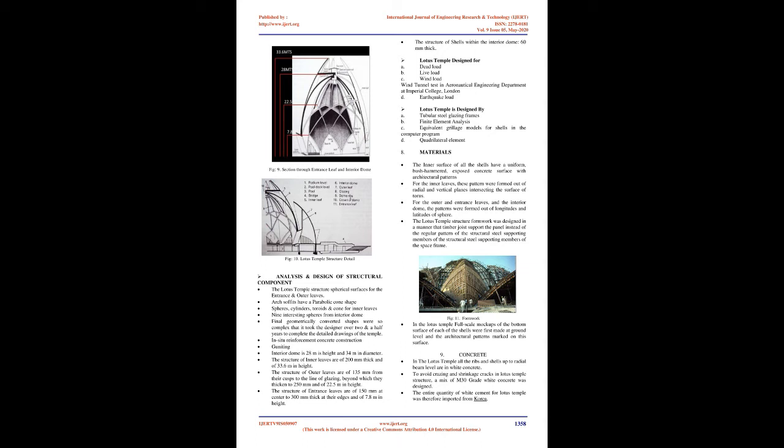Gunite. The interior dome is 28 m in height and 34 m in diameter. The structure of the inner leaves is 200 mm thick and 33.6 m in height. The structure of the outer leaves is 135 mm thick from their cusps to the line of glazing, beyond which they thicken to 250 mm, and is 22.5 m in height. The structure of the entrance leaves is 150 mm at center to 300 mm thick at their edges and 7.8 m in height. The shells within the interior dome are 60 mm thick.